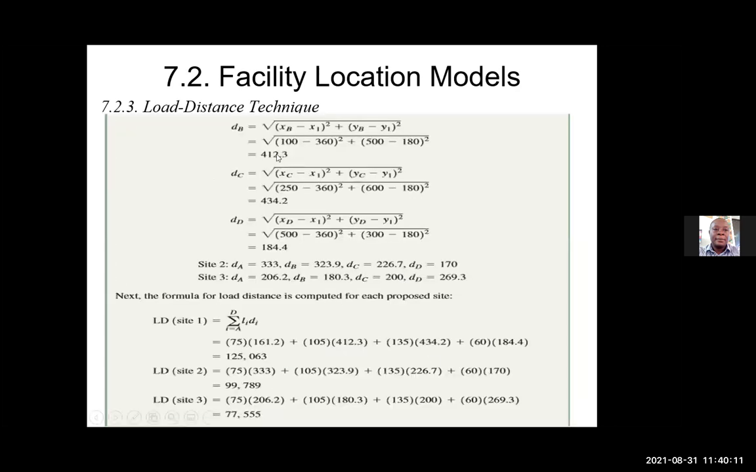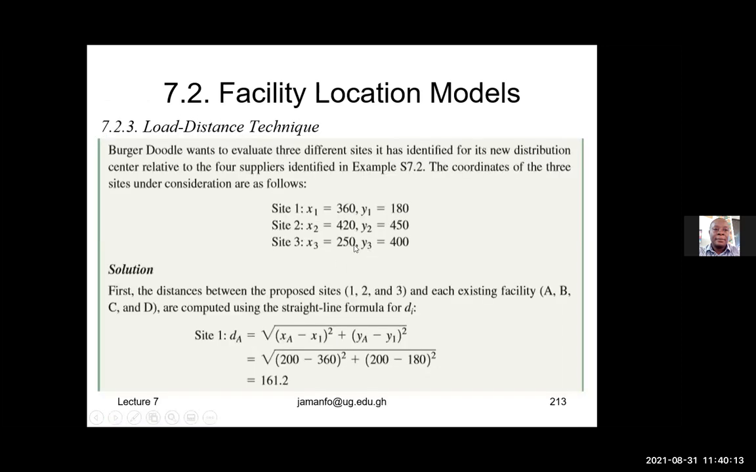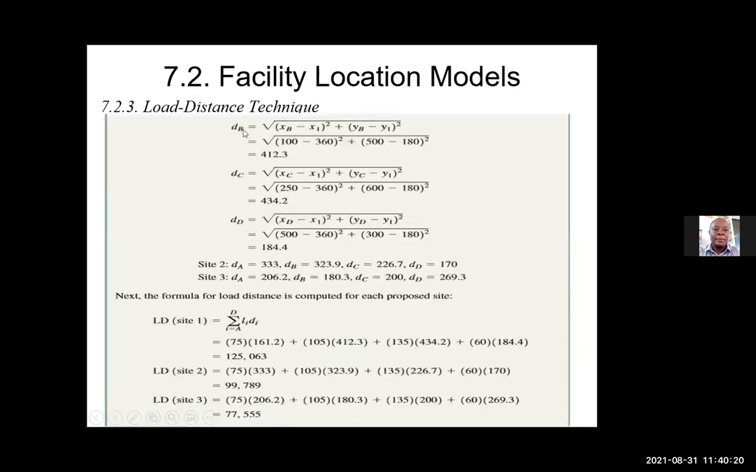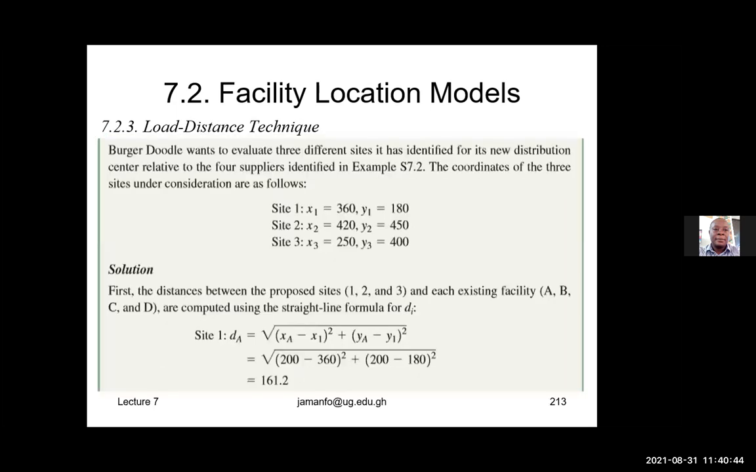So for site 1 and supplier A it is 161.2. Site 1 and supplier B is 412.3. For supplier C it is 434.2. For supplier D it is 184.3. You have now calculated the distance between the existing facilities and proposed site 1.